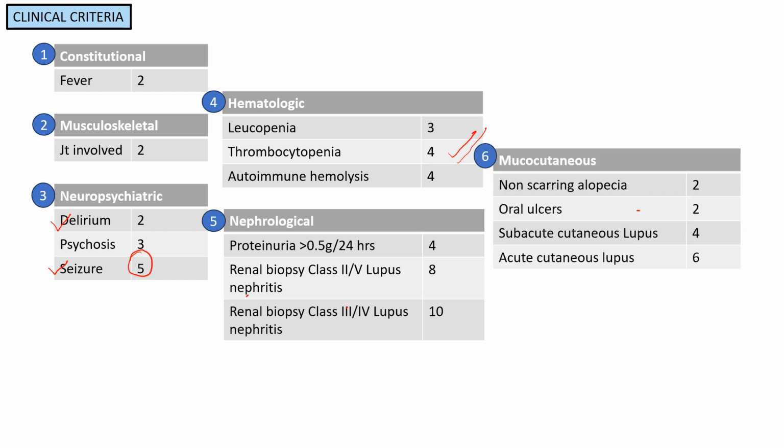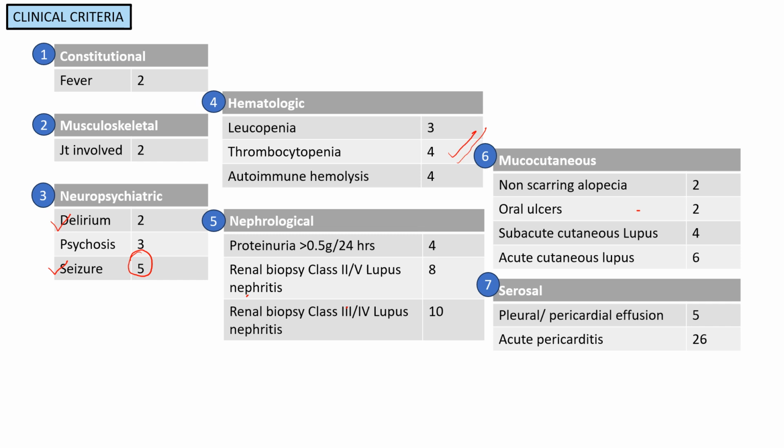Mucocutaneous criteria include non-scarring alopecia 2, oral ulcers 2, subacute cutaneous lupus 4 and acute cutaneous lupus 6. Serosal criteria are pleural or pericardial effusion, a score of 5, and acute pericarditis, a score of 6.